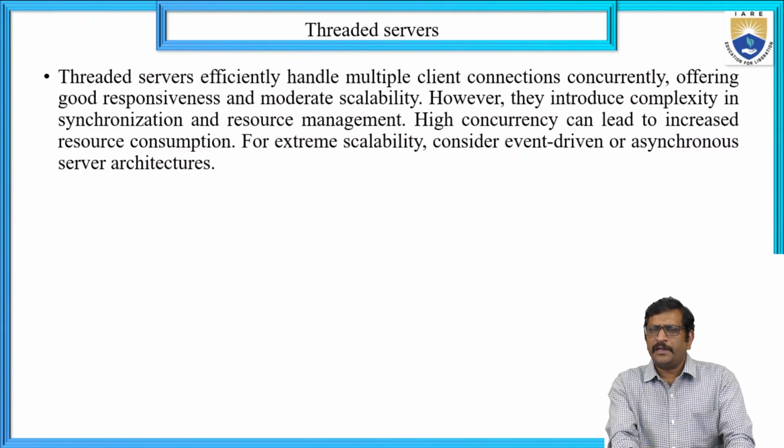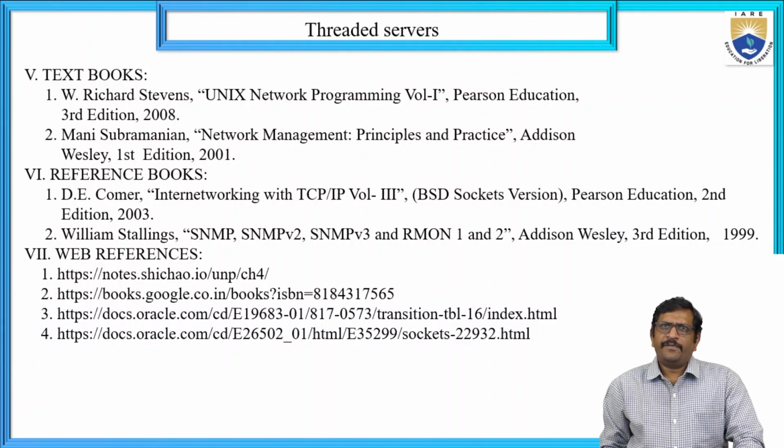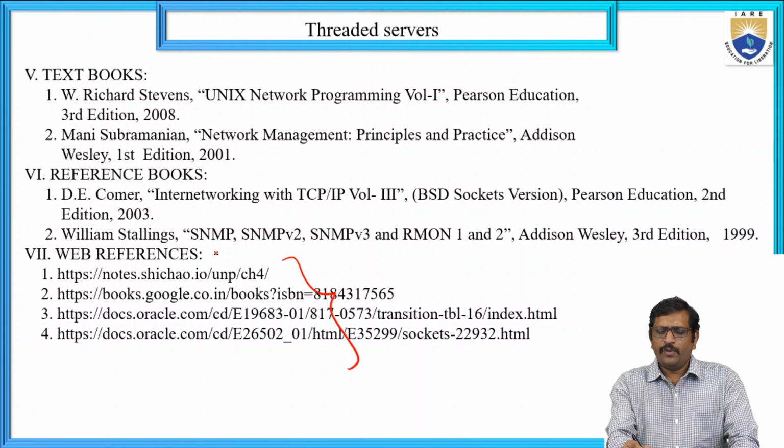Threaded servers efficiently handle multiple client connections concurrently, offering good responsiveness and moderate scalability. The complexity lies in synchronization and resource management, as high concurrency can lead to increased resource consumption. For extreme scalability, an event-driven or asynchronous server architecture can be considered. The references are textbooks: Unix Network Programming, Network Management: Principles and Practices, Internetworking with TCP/IP, and some web references.